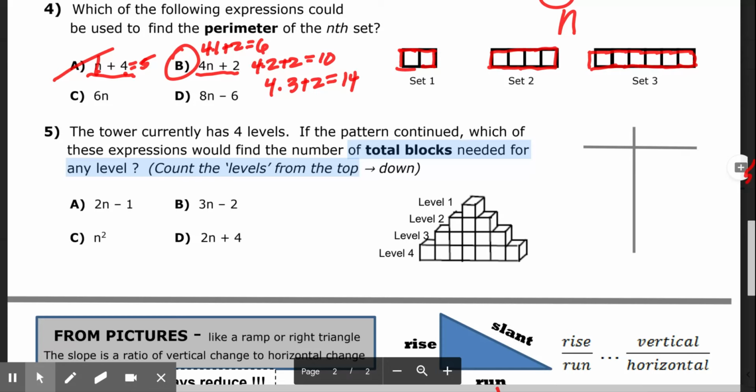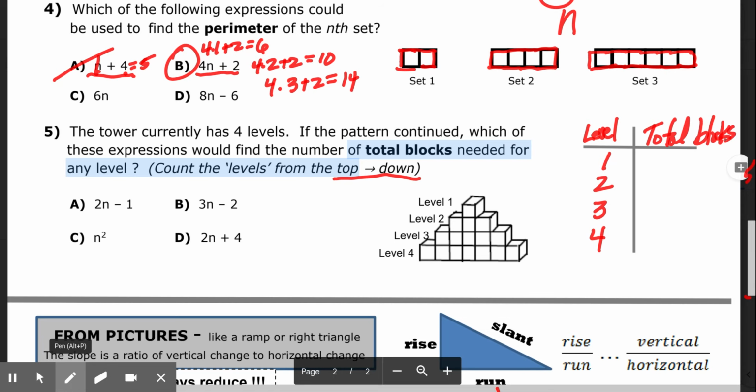It says a tower currently has 4 levels. If the pattern continued, which of these expressions would find the number of total blocks needed for any level. So this is a total number of blocks needed for any level. So we've got the level numbers, which there are 4. Okay, and it does say count the levels from top to bottom. So level 1, 2, 3, 4, and this would be the total number of blocks. So total blocks here.